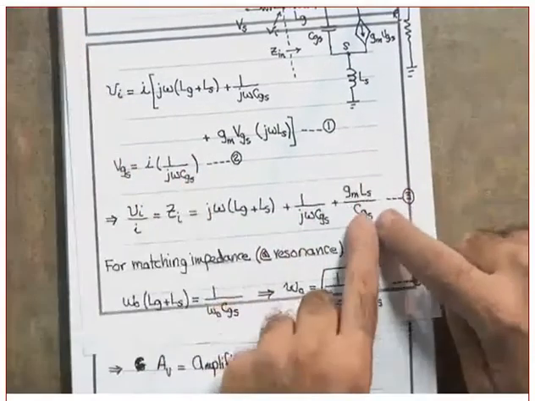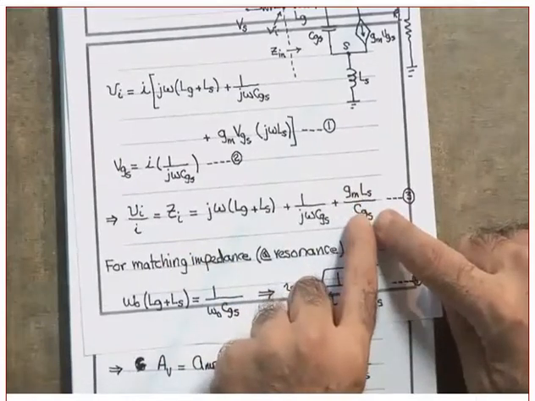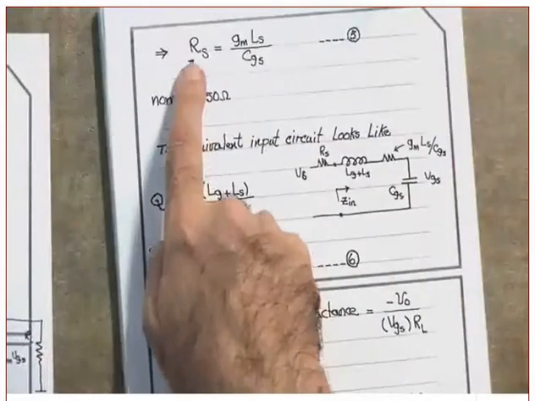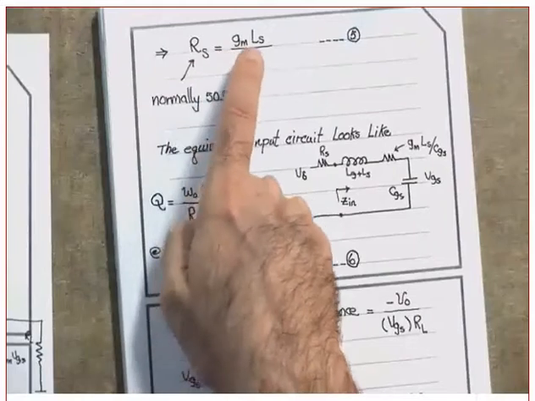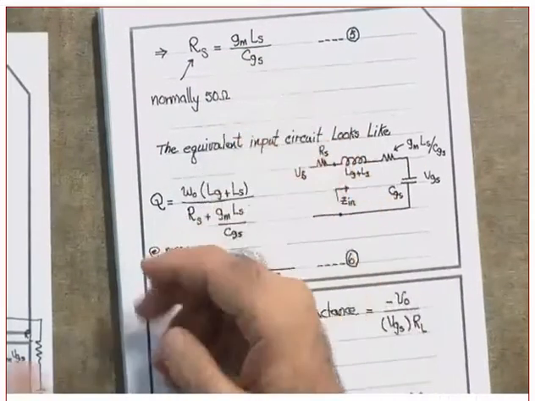Okay. Now, when I resonate them at omega naught, what is this term equal to? This term equal to 0. What do I end up with? I end up with Z into be real. Which means what? For power match, what do I put? RS equal to GM LS over CGS.